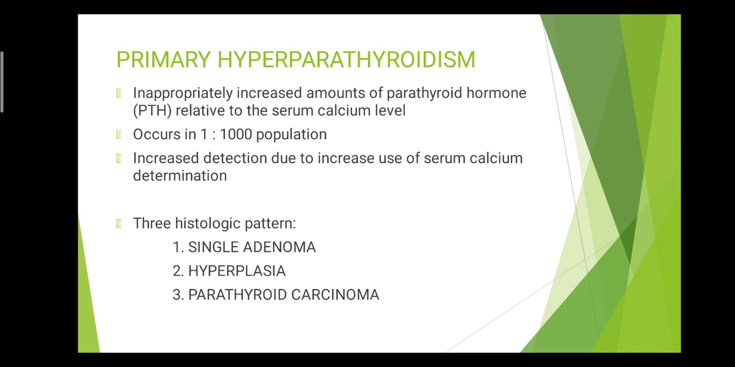Coming to primary hyperparathyroidism: inappropriately increased amounts of parathyroid hormone relative to the serum calcium level. It occurs in 1 in 1,000 population, with increased detection due to increased use of serum calcium determination.